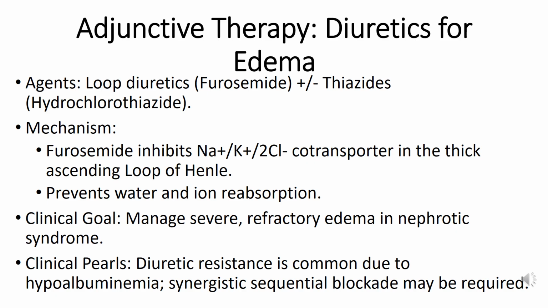Thiazide diuretics such as hydrochlorothiazide are often added. Thiazides work at a different location within the nephron. They block sodium reabsorption in the distal convoluted tubule. Using two diuretics that act at different nephron sites creates a powerful effect. This strategy is called sequential nephron blockade.